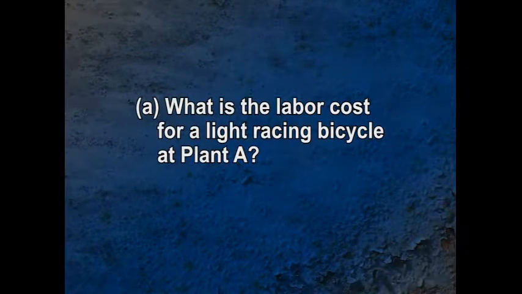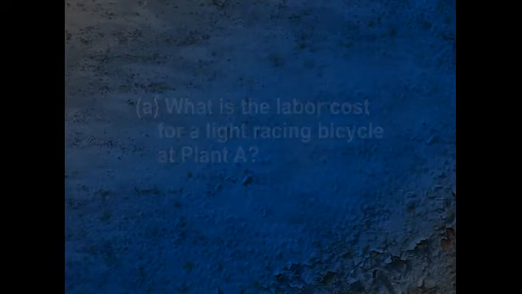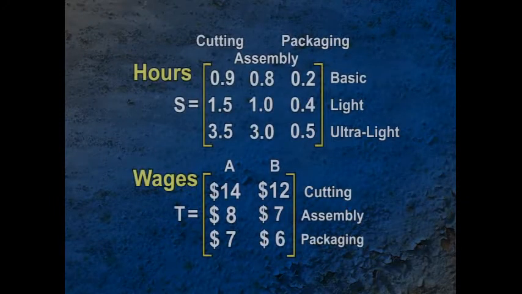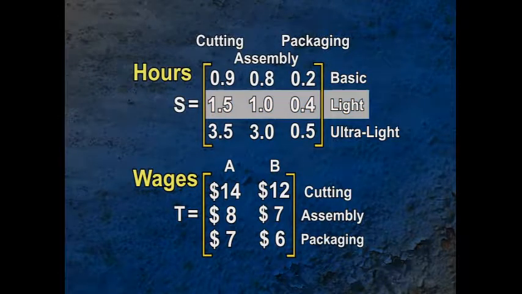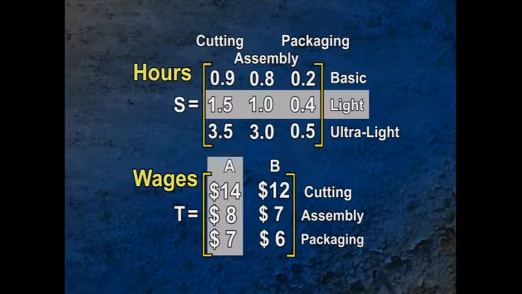What is the labor cost for a light racing bicycle at plant A? So we have a light bicycle at plant A. Here's what we do. We look at the hours and the wages. Now, for the hours, we identify the light bicycle, you see, and for the wages, we're talking about plant A. Now, if we want to determine the cost, we simply multiply the hours times the cost per hour.